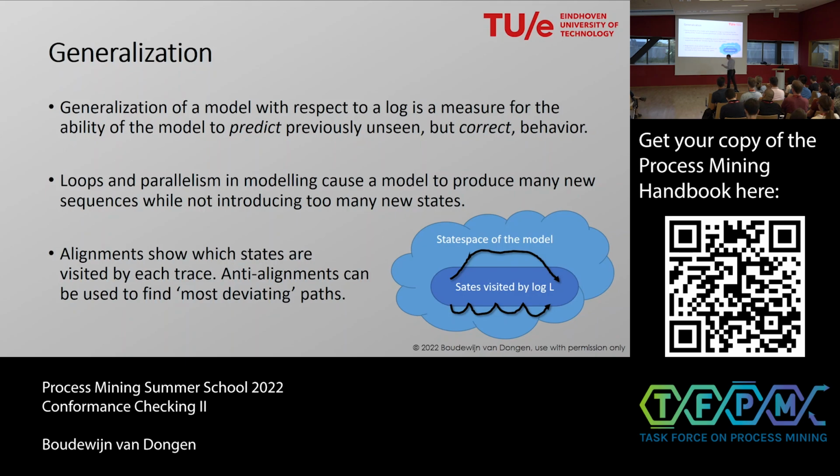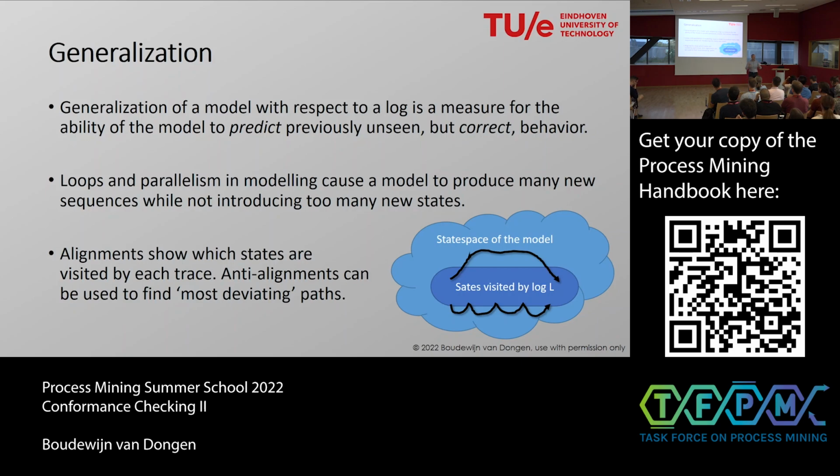Loops and parallelism have in common that you're introducing sequences in the behavior without introducing too many states. This doesn't hold for 2 things in parallel, but from 3 onwards, you're introducing more sequences than states in your behavior. And one technique that actually measures this generalization uses this concept.